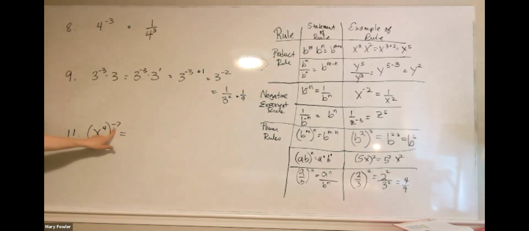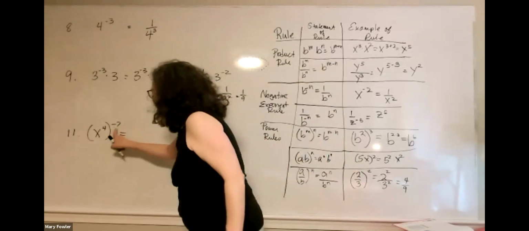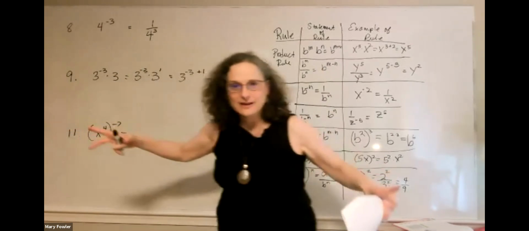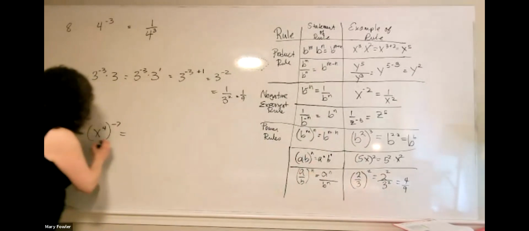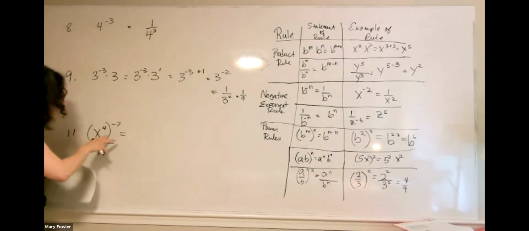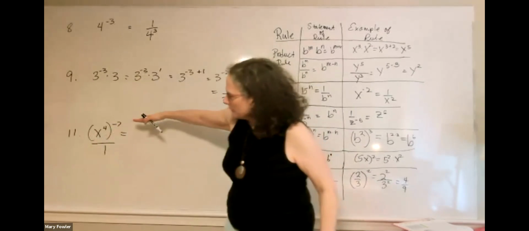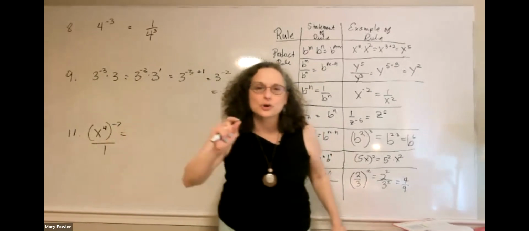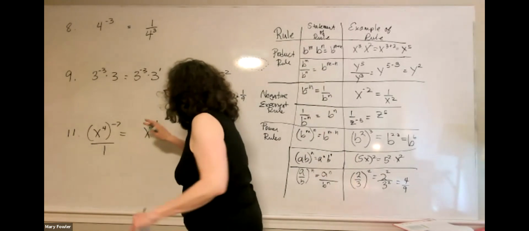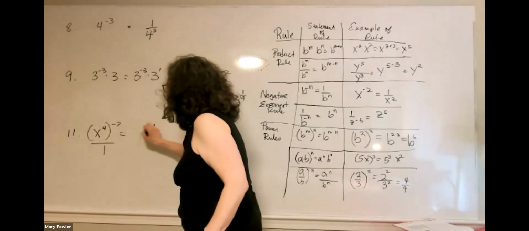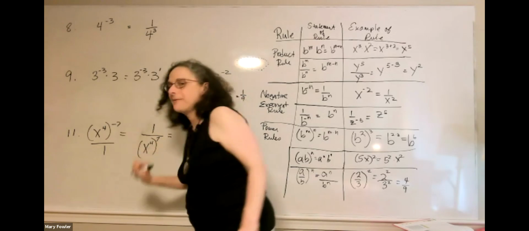All right, and number 11, x to the 4th raised to the minus 7 power. Okay, so let's go ahead. Well, you use the exponent on the outside first, and we're going to think about it as a fraction. And x to the 4th raised to the minus 7 power, it's going to go from upstairs to downstairs. That negative sign is going to flip to a positive. So this turns into 1 over x to the 4th raised to the 7th power.